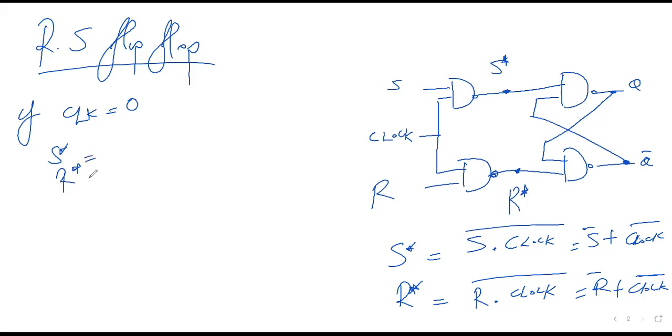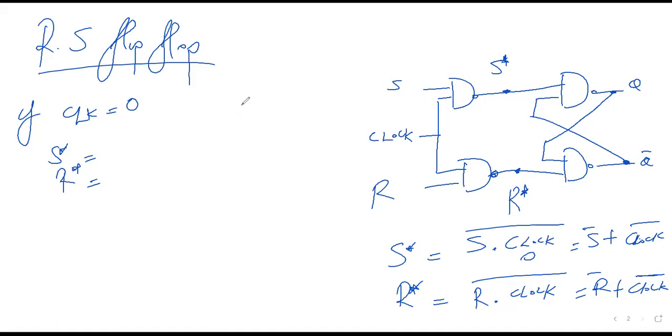Participate. I know there is only 15 of you, but this is simple logic gates. If clock is equal to 0 here, what happens to S star? No one wants to participate.